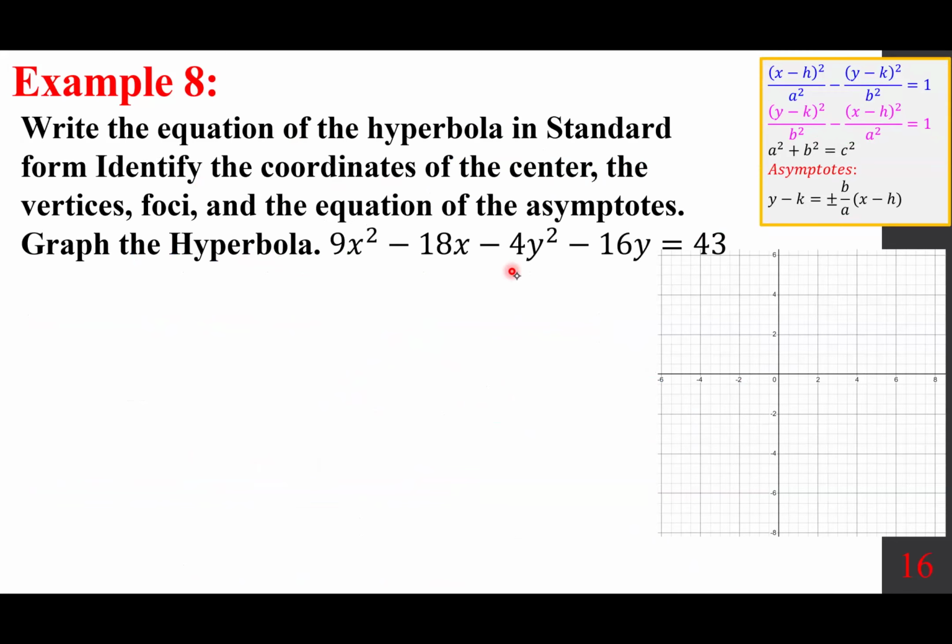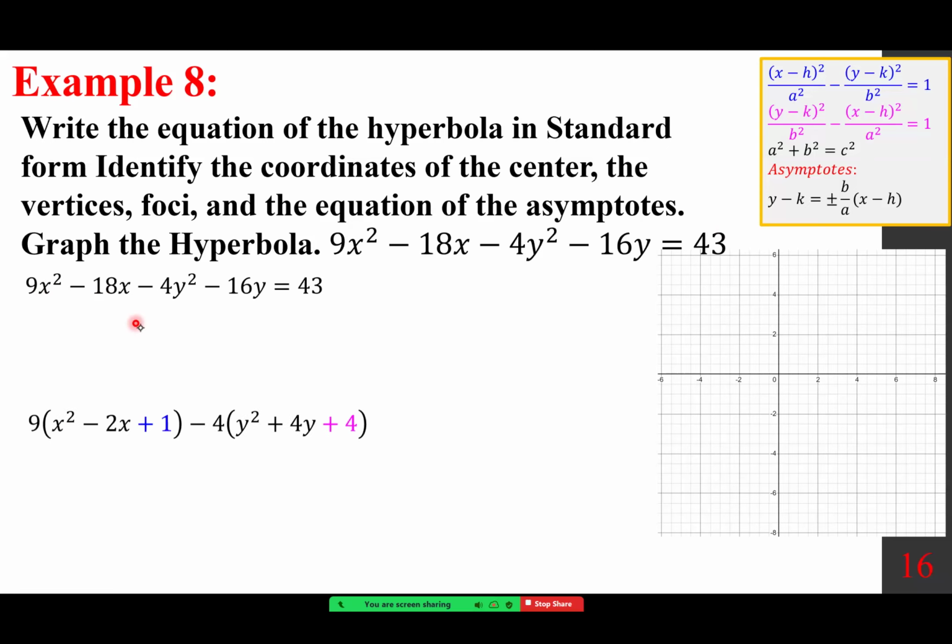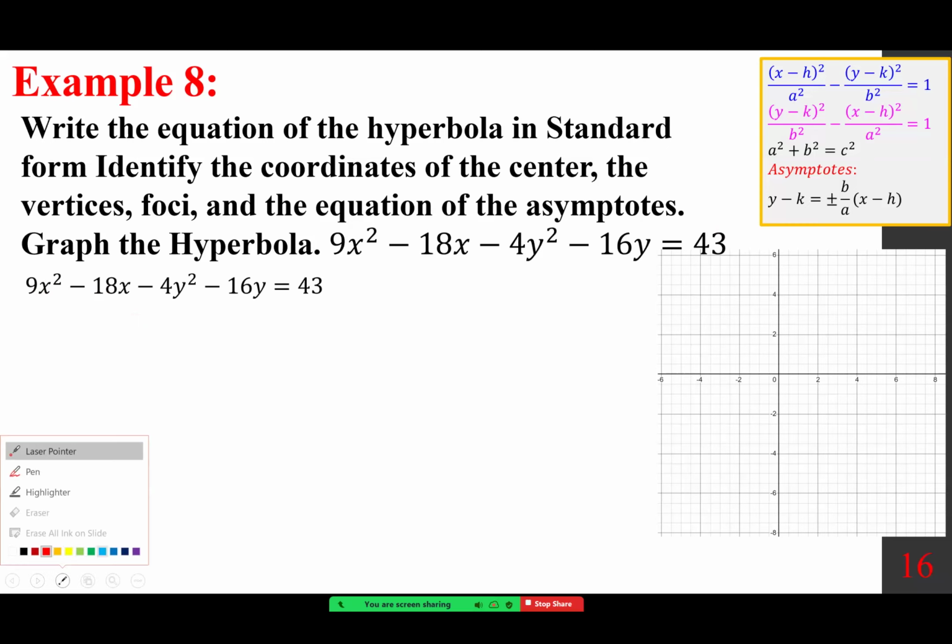So what do we do? We put all the x's together, all the y's together, and we make sure 43 is on the other side. And these two, we can take out number 9. So let me actually do this first. And then, so this one, I can take out 9 times x squared minus 2x.